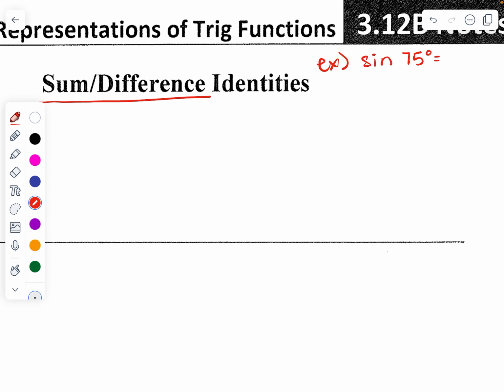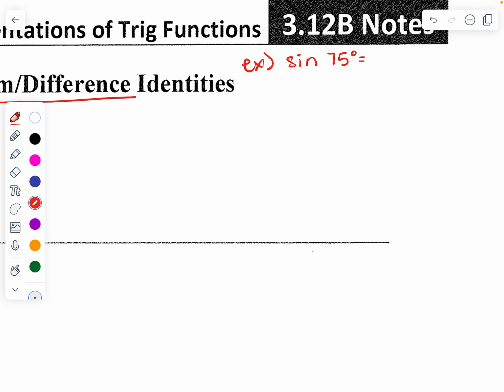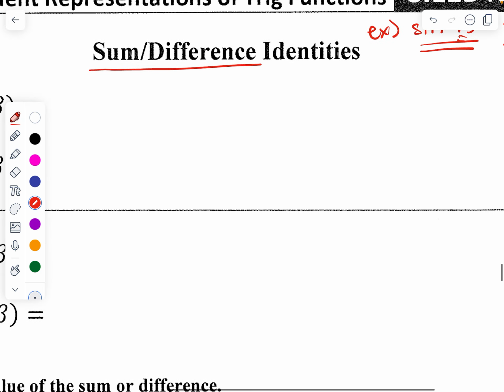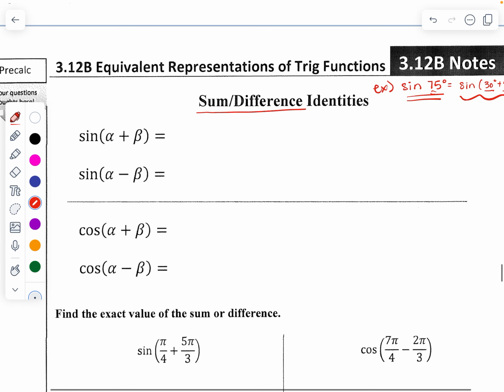We don't have a 75, but I could break this up and say, well, I know the values of 30 and 45. So because I know these values better than 75, I need to figure out a way that I can use what I know to find what I don't know. So this is where the sum and difference identities come in. So here we go. Sine of some unknown angle alpha and some unknown angle beta. So these are two different angles, okay?